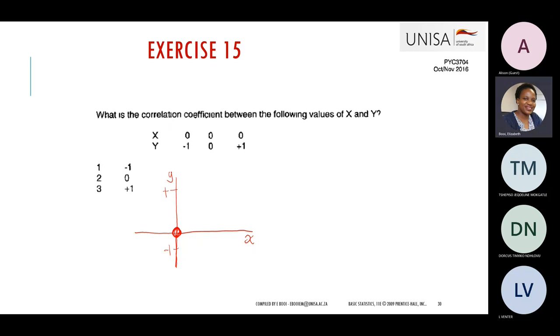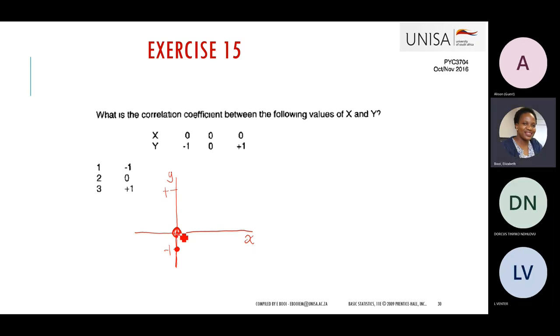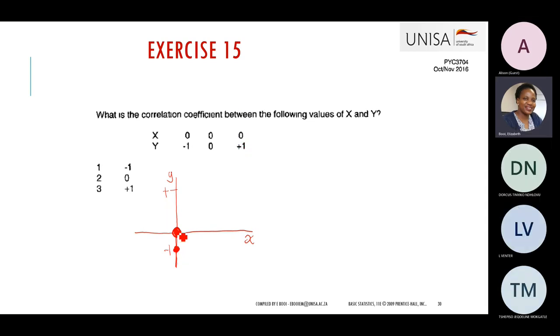Now, based on the information that you see in front of you, what will be the coefficient of correlation for this? If your x is zero, it means x is right on top of the line, y is minus one, so the dot will be here. The next one, x is zero, right on top of the line, your y is also zero, which will be right on top of the line. So you've got already 2 points. The next one, when x is zero and y is positive one, that will be the dot. If I'm looking at this relationship like this, what is my R? Zero. R will be equal to zero, which is option number two.